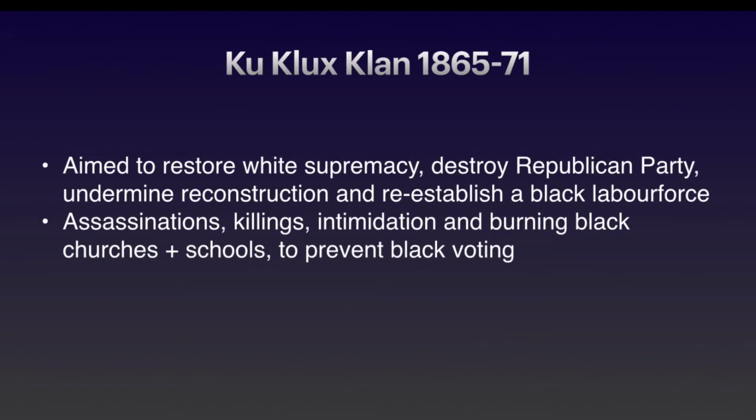Additionally, an immediate response to the abolishment of slavery was the formation of the Ku Klux Klan in 1865. Their aims were to restore white supremacy, destroy the Republican Party, as at that point in time the Republicans were for civil rights. They wanted to undermine Reconstruction and re-establish a black labour force. Their violent methods included assassinations, killings, intimidation, and burning black churches, schools, and homes. They were supposedly disbanded after the Civil Rights Act in 1871, however, they were supported by the mainstream Southern white society, and the leaders of the KKK were the natural leaders of Southern society, like businessmen and landowners, so their influence never really went away.